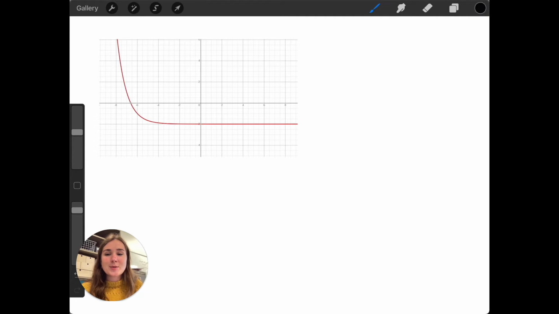Okay, so let's review graphing exponential functions. In this problem here, we were given a graph and we want to determine what function is represented in this graph. The first thing I notice about this graph is that it is overall decreasing. So as our x values are getting larger, our graph is going downward. And so what we have here is exponential decay.